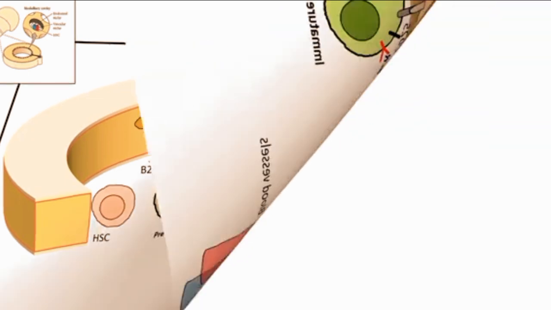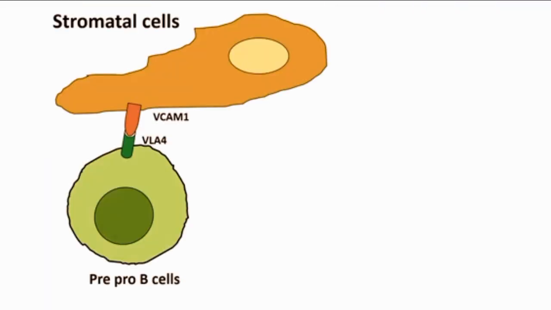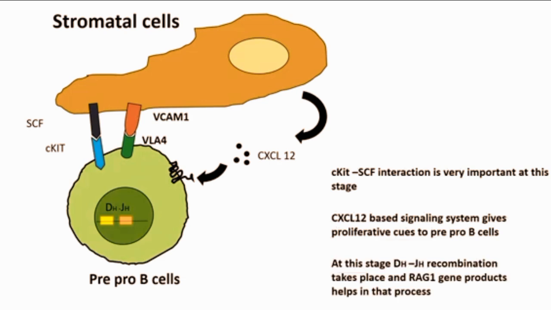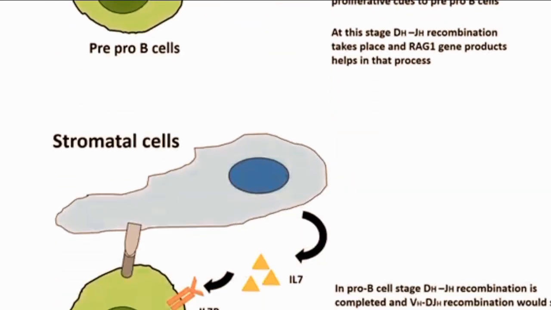So, in the pre-pro B cell stage, the pre-pro B cell gets attached to the bone marrow stromal cell, and one important interaction is SCF and c-KIT, and also it expresses several chemokine receptors such as the CXCL12 receptor. So all these signals give rise to DJ recombination at this particular point of time of the heavy chain.